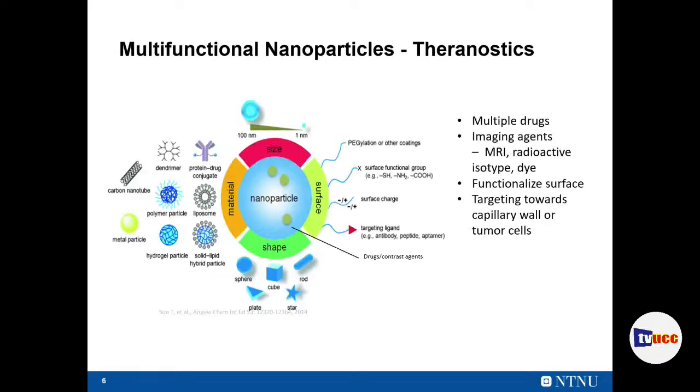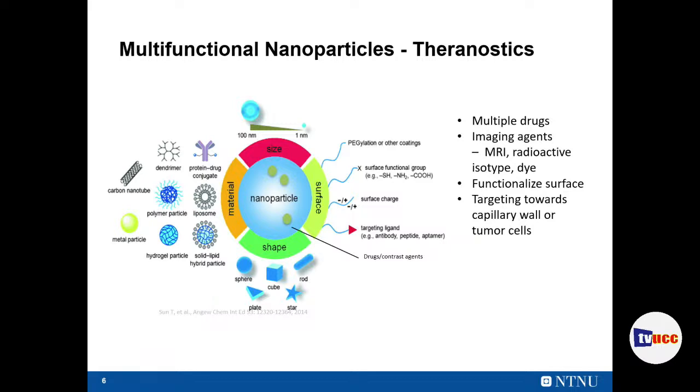So what about nanoparticles, functional nanoparticles, and diagnostics? These figures contain a lot of information, so I'll spend some time trying to explain it. First, it says something about the size. As I said, from 1 to 100 nanometers is the typical size of a nanoparticle. And then it says something about material. So a nanoparticle can be made of very many different kinds of materials.